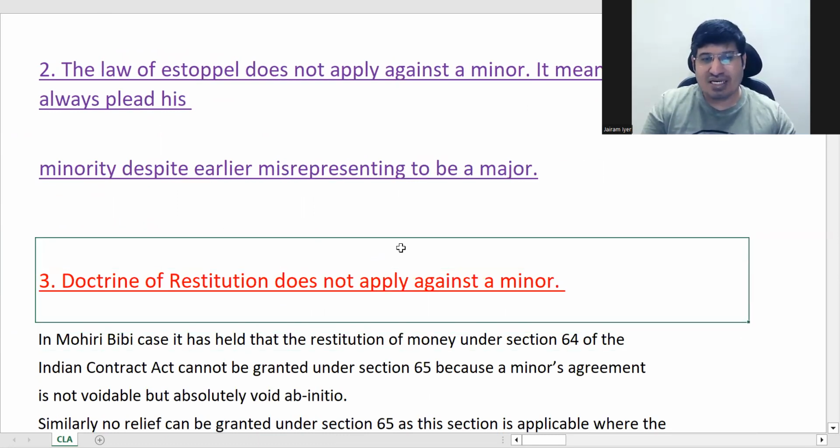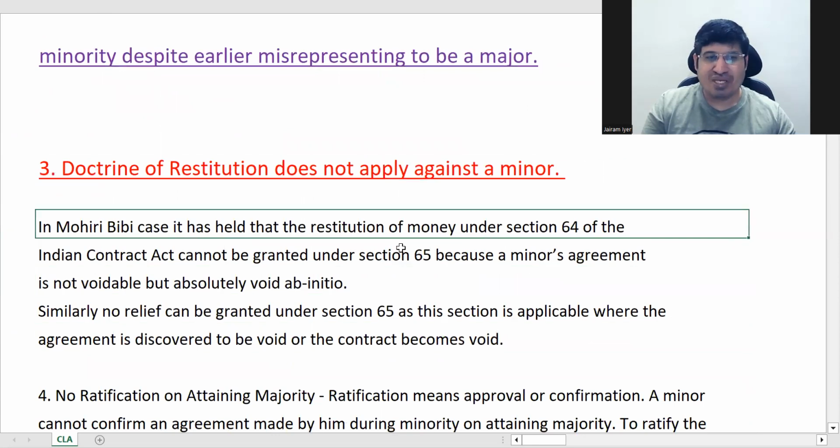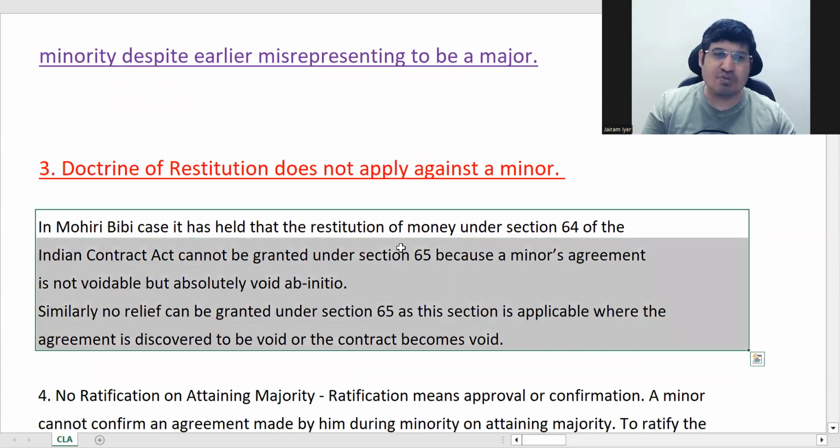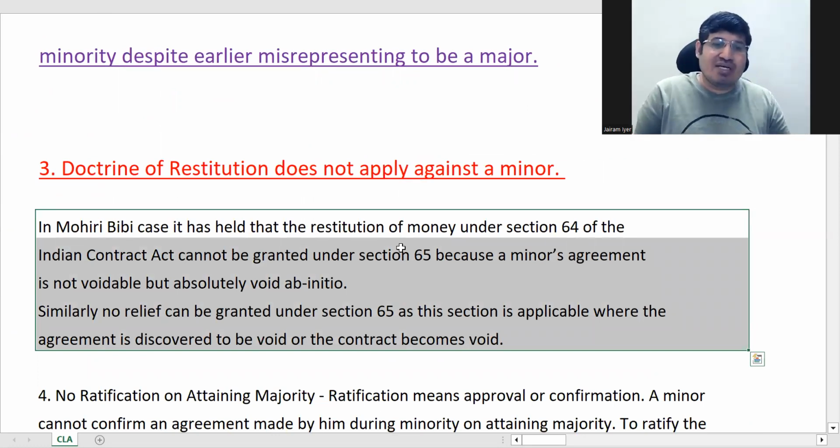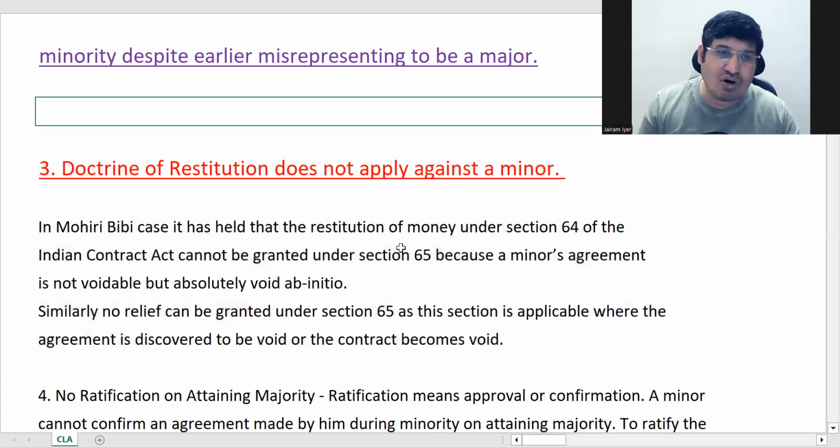So this is one case law here, Mohori Bibi versus Dharmodas Ghosh. Dharmodas Ghosh was a money lender. He gave some money to Mohori Bibi, who was a minor. Then she did not give it back. The doctrine of restitution was held not to apply, so he could not get his money back. We should be very careful while dealing with minors because they have all the facilities.